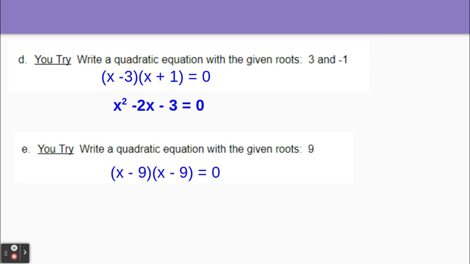And last one, it said roots. So both our answers are 9, so I'd need 2 of these x minus 9s. If I solve this, I get x equals positive 9. And then check your multiplying. Did you multiply 4 times and add the 2 in the middle? All right, you should double up and get a negative 18x in the middle.